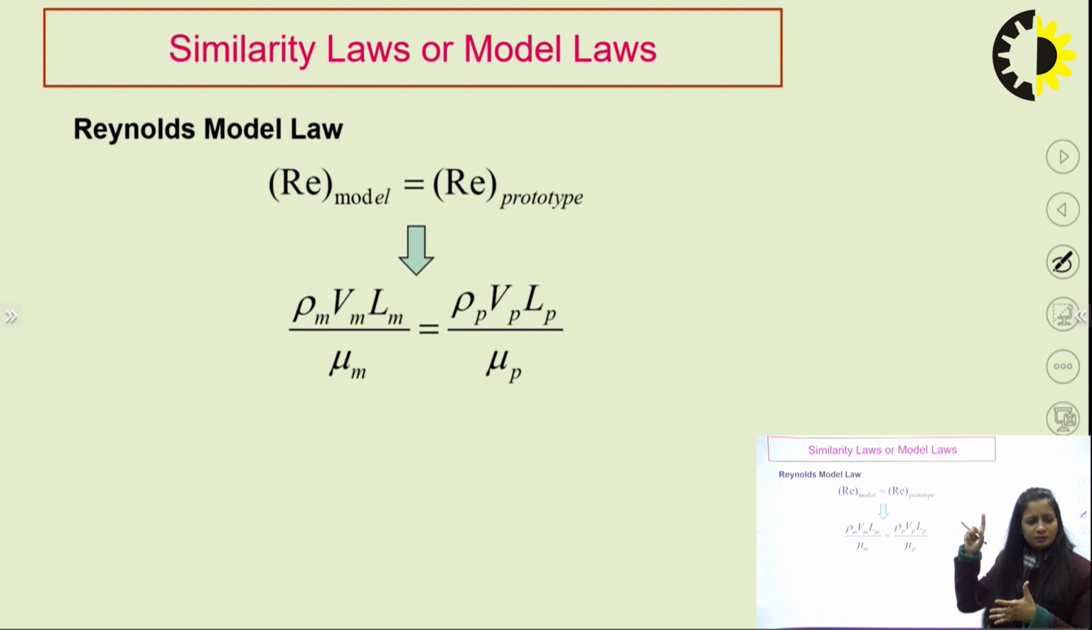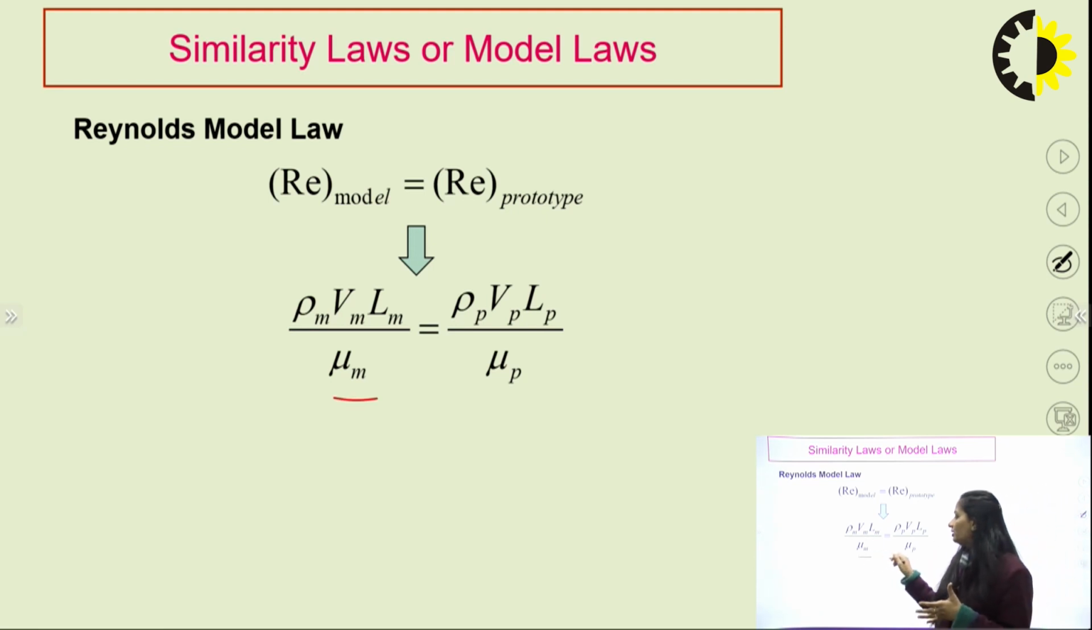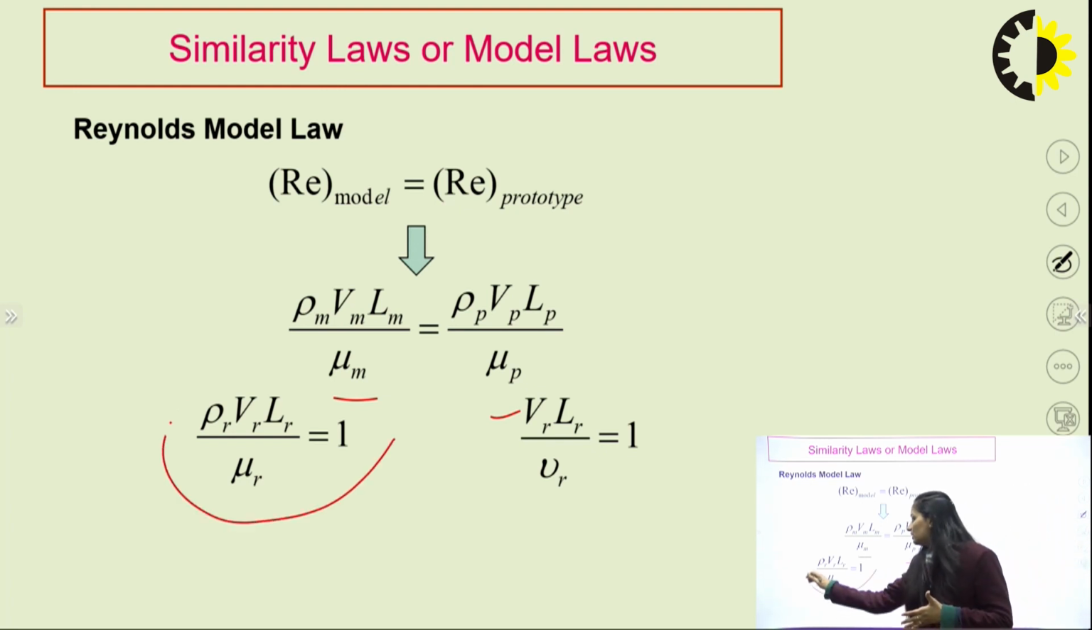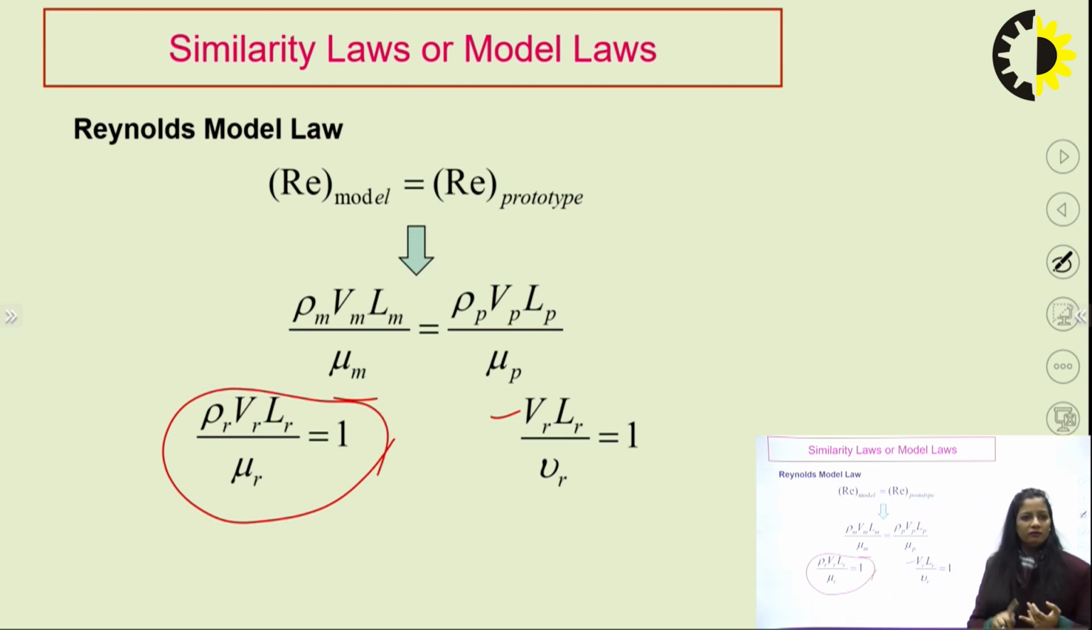Here you can see the Reynolds number of model is equal to the Reynolds number of prototype. How do you write it like that? We just equate the equations and transfer all the terms to one side. What you can see here is rho r, V r, L r divided by mu r equal to 1. This is your Reynolds model law.